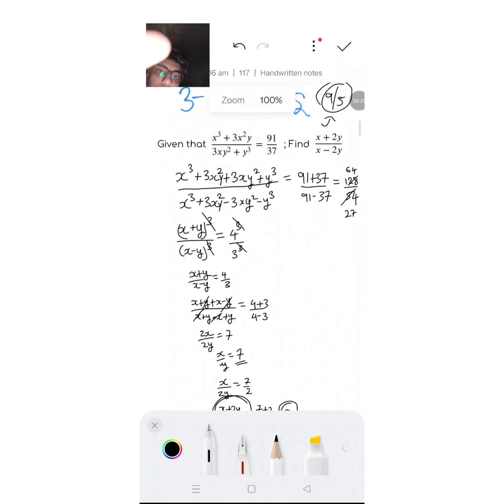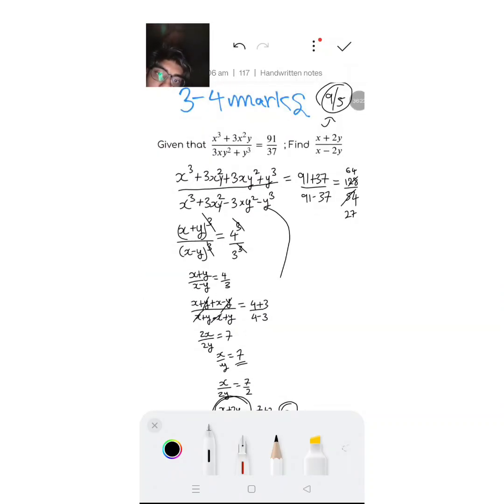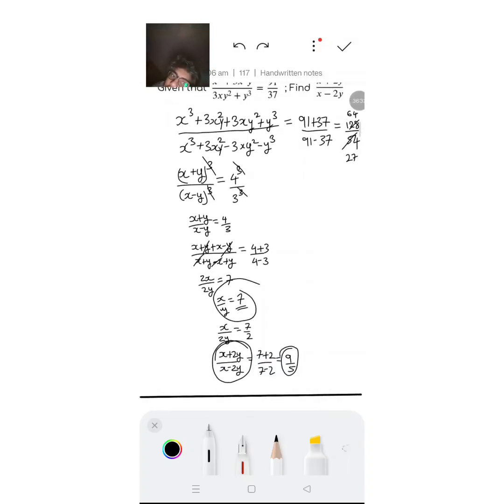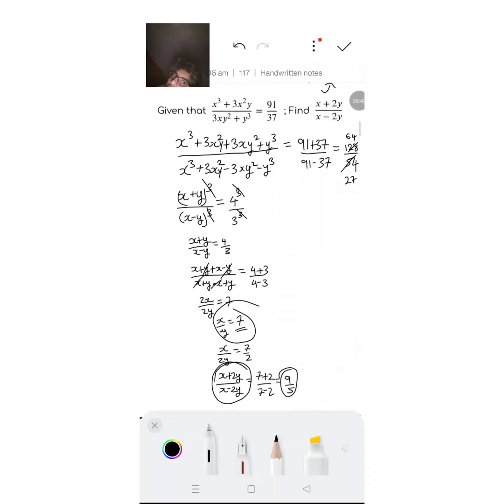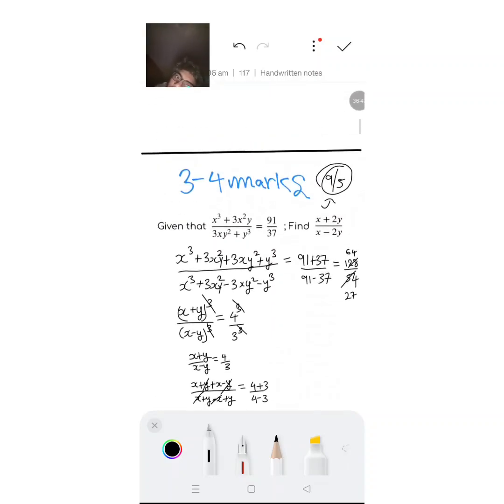Okay, so I completely understand why this is a 4-marker question. You've simplified this, you applied the a plus b whole cube, a minus b whole cube identity, then you first got x by y equals 7, and then you've done this thing as well. And plus you had to apply componendo and dividendo twice. You didn't have to do it, but then, you did do it. So I agree that this should be a 4-marker. So if it comes as a 4-marker, I expect you guys to be able to do this now.